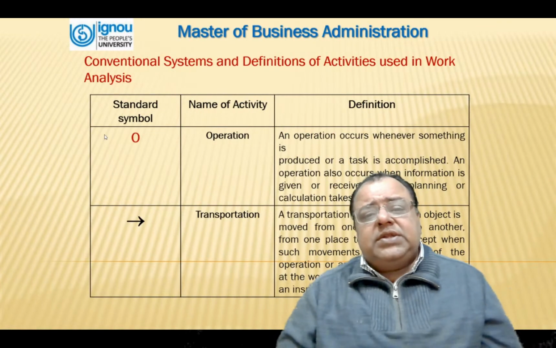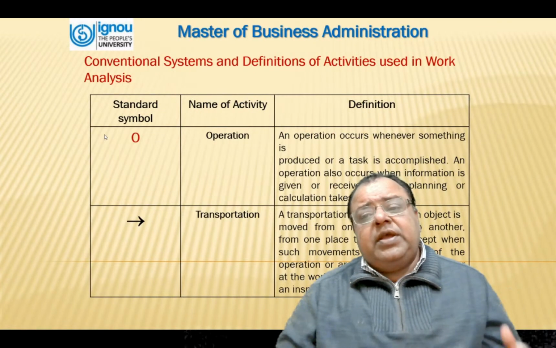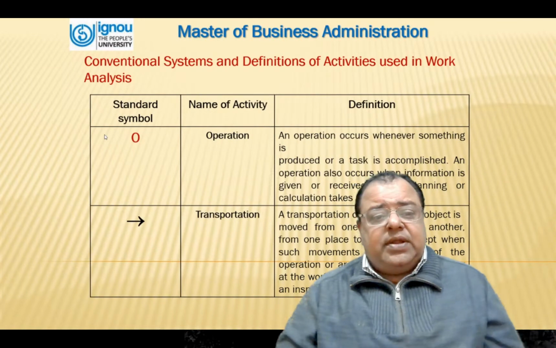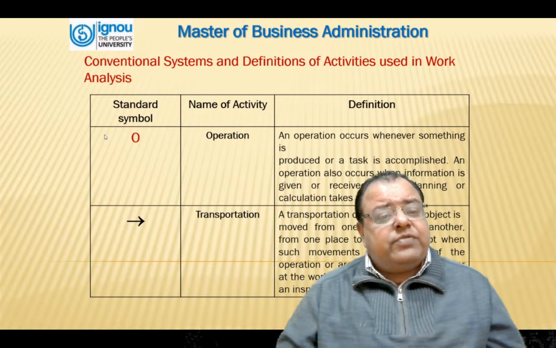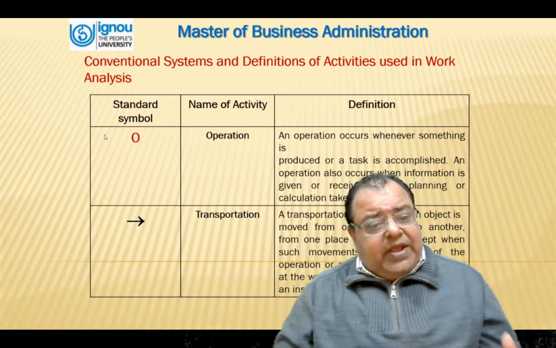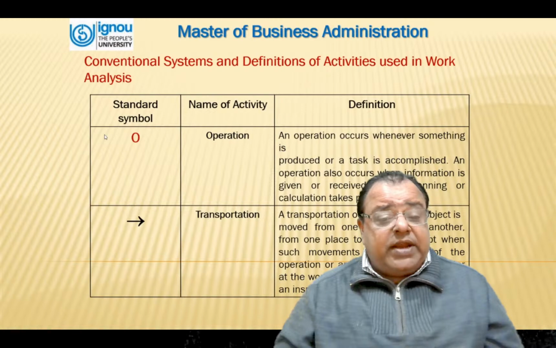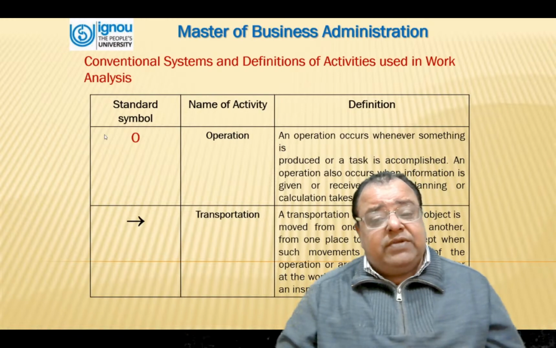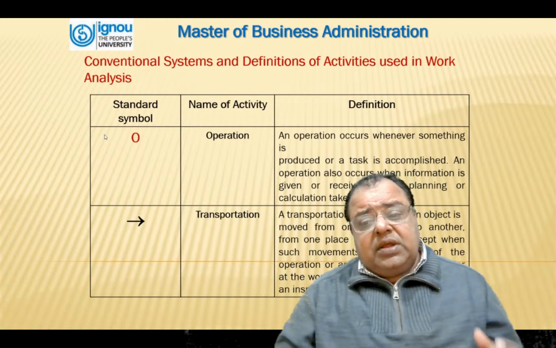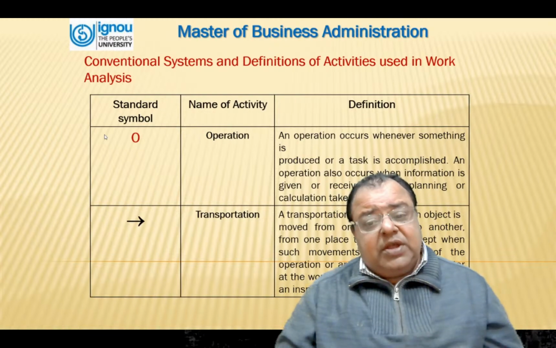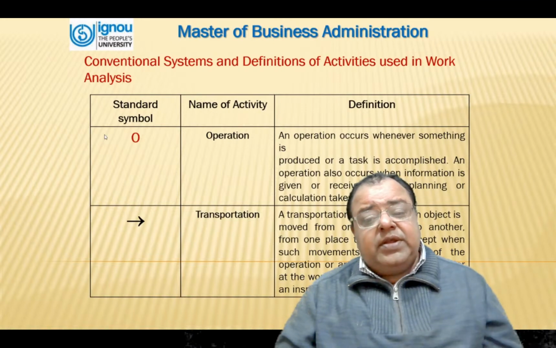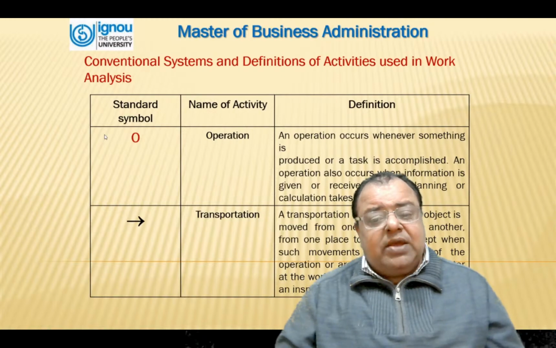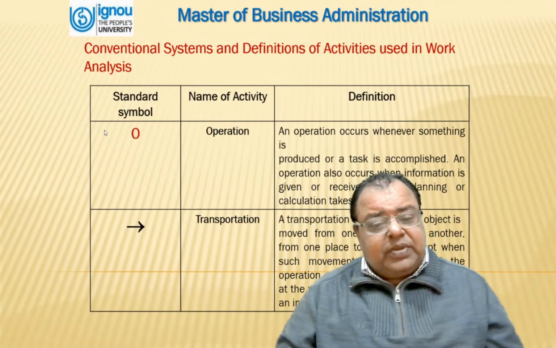Now, what are the convention systems and definition of activities used in work analysis? It is a symbol in the form of a circle, or we can say O, and the name of the activity is operation. Now, how is it defined? An operation occurs whenever something is produced or a task is accomplished. An operation can also occur when information is given or received, or when planning or calculation takes place.